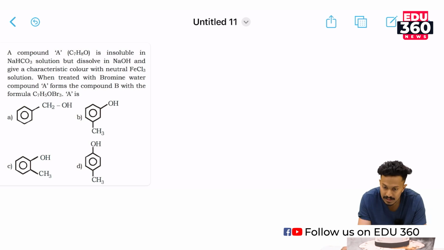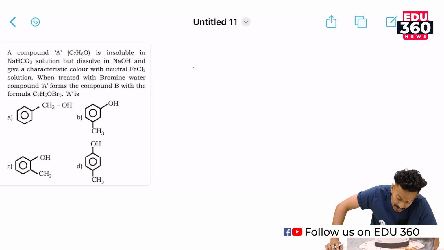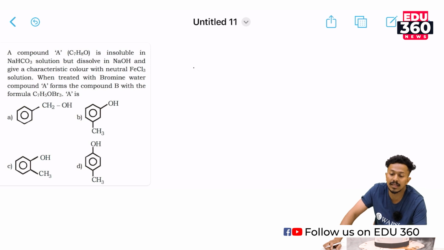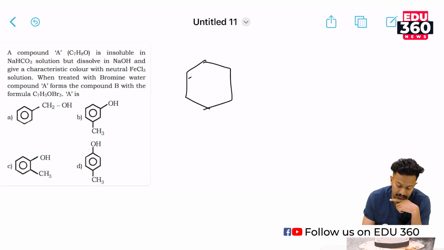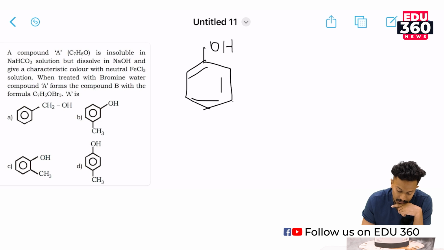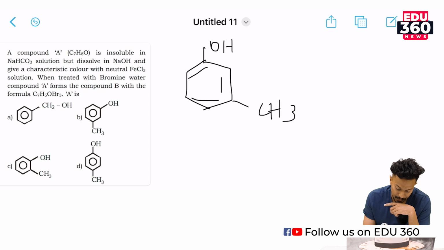So compound A, C7H8O, is insoluble in sodium bicarbonate, which means it is what? An alcohol. So we could say that compound A might be an alcohol. We have a benzene ring, C6H5 is completed, OH is here, and we have remaining CH3. Yes, I think I have completed this one.